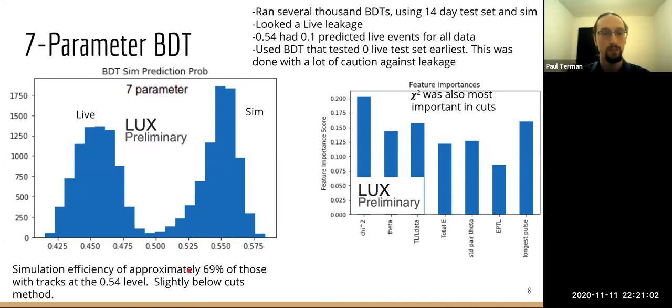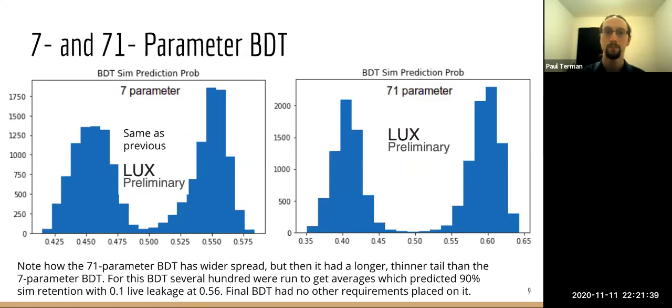We had an overall efficiency of approximately 69% of those events with tracks at the 0.54 level, which was slightly below the cuts method, which was around 73 on average. We saw that the chi-squared, which was that parameter that I had shown you in the cut space earlier, was the most important of the features in that final BDT, which lines up very well with what we saw and expected using the more traditional method. Again, verifying notions that the BDT is showing us things that we would expect.